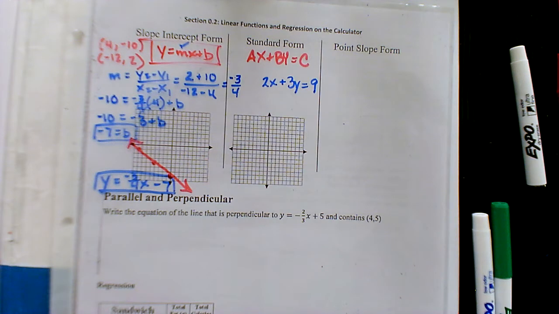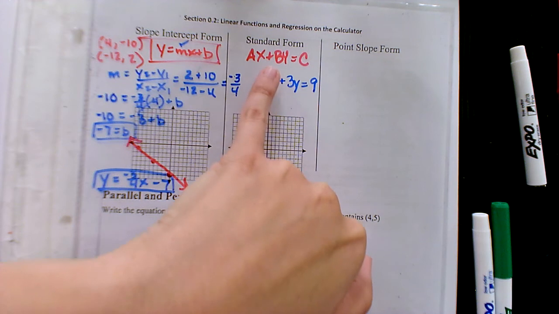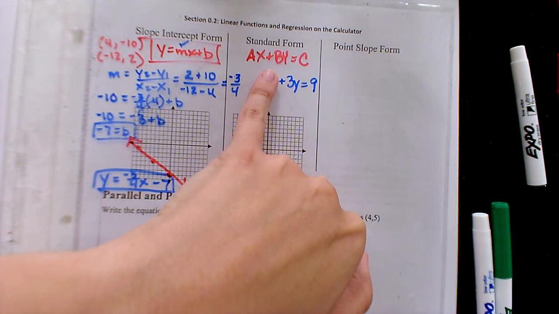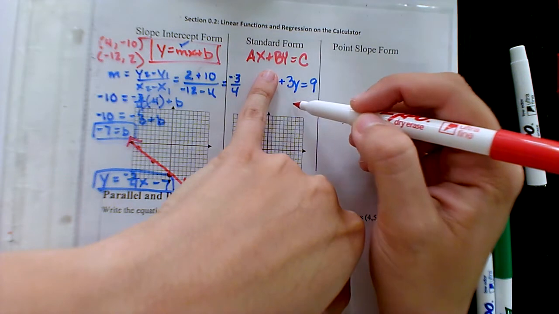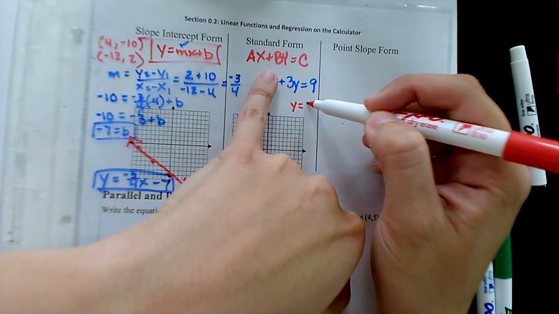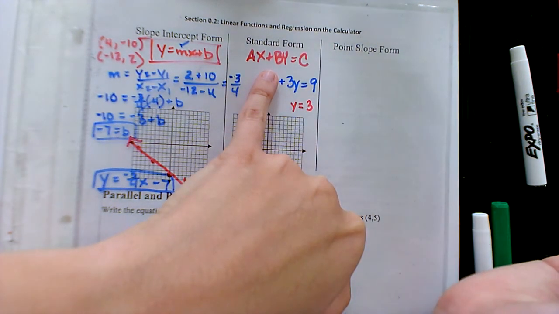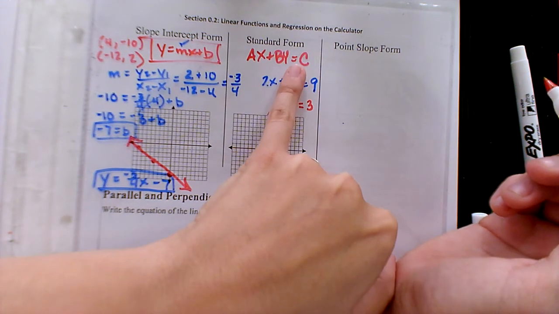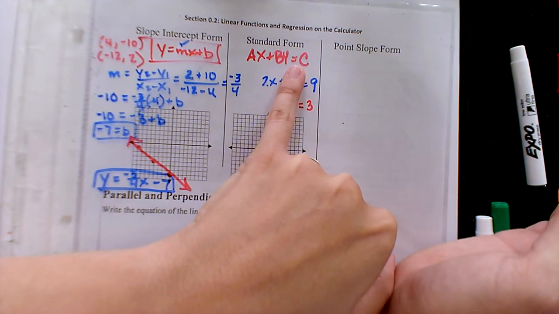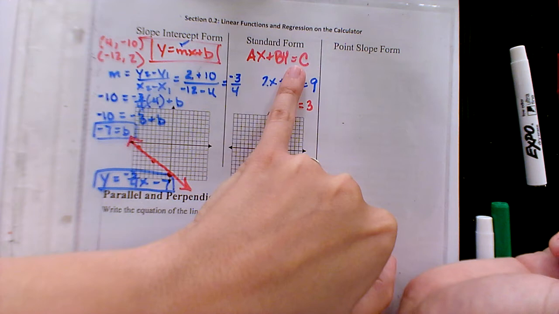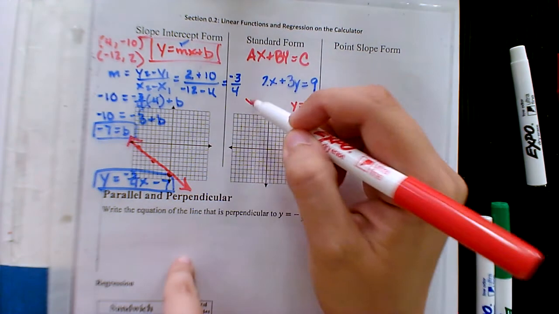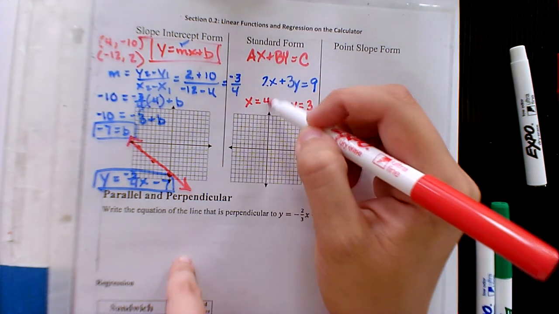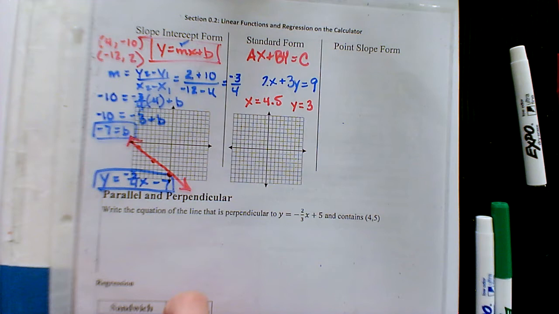I kind of refer to this as a cover-up method, if you will. So for instance, if you were to cover up the 2x part, you're just left with 3y equals 9. If you were to solve for y, you'd get 3, right? Okay. Do the same thing for the 3y. Cover that one up, and if you were to solve for x, you would get 9 over 2. So that's the same as 4.5.